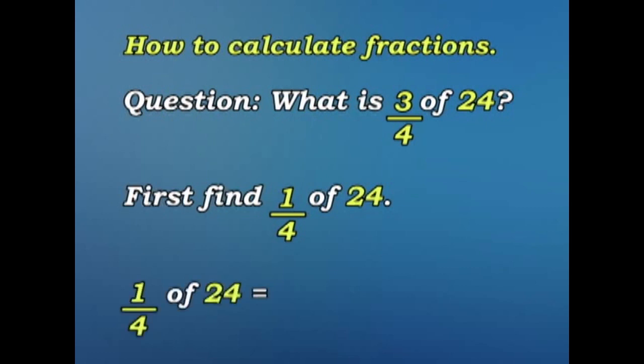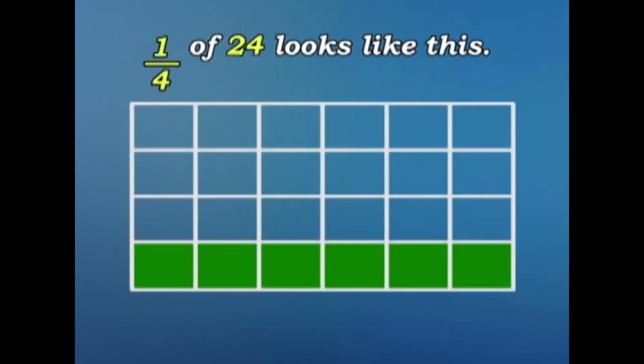If we have 24 and we want to know how many there are in each quarter, we must divide 24 by 4. That makes 6. And it looks like this. You can see there are 24 parts, and 1/4 of them are 6 of them. 6 times 4 is 24.